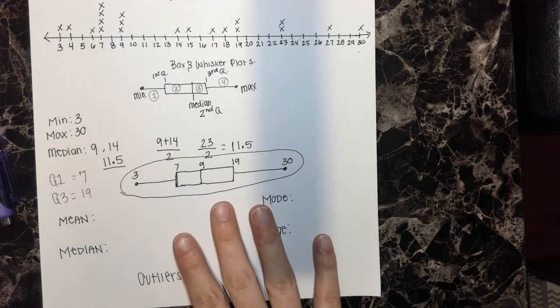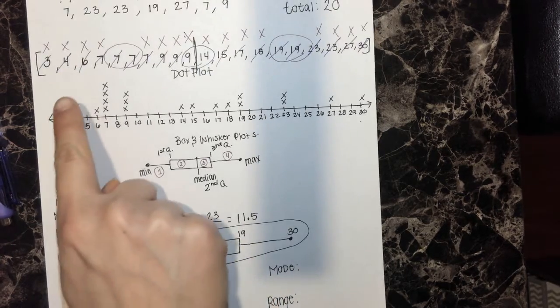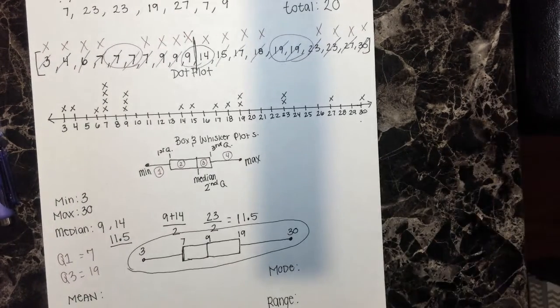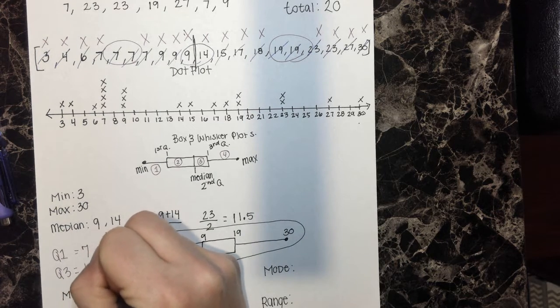You're going to add up all of your data sets. So all of these numbers, you're going to add them all up. So 3 plus 4 plus 6 plus 7 plus 7 plus 7 plus 7. Keep going until you get them all. If you need to pause, go ahead. When I add them up, I get 273.